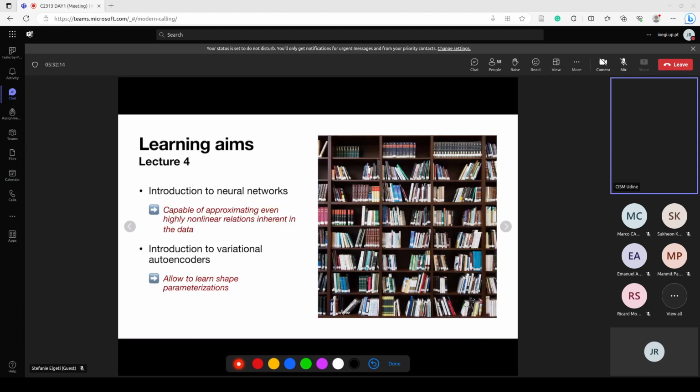All right. So our very brief introduction to neural networks. They're capable of approximating even highly nonlinear relations inherent in the data. And we talked about variational autoencoders in the context of learning shape parameterizations.